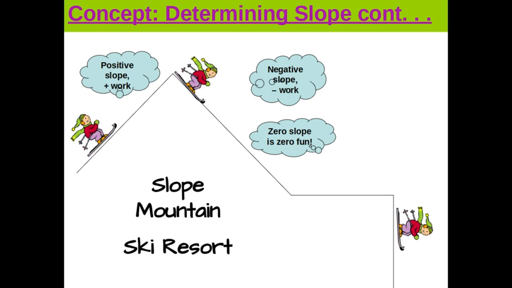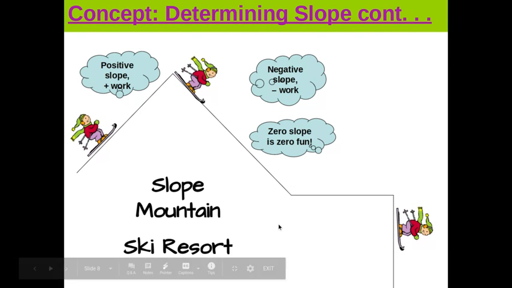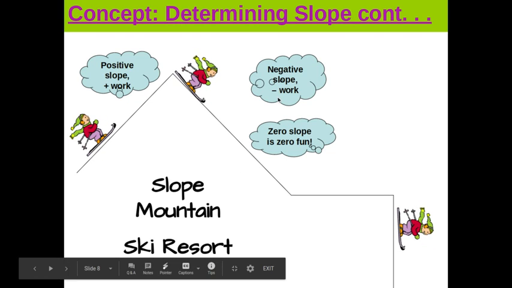So determining slope continued. Positive slope plus work. Okay, so you're going uphill. That's why they call it work, because you're going uphill. So negative slope, obviously you're not doing a lot, because if you notice they're using skiers to help you with this. Going uphill on skis is very difficult, so that's a lot of work. If you're going down slope, you're not really doing too much, you're just going straight down, you're not really doing any work, so that's why it's minus.